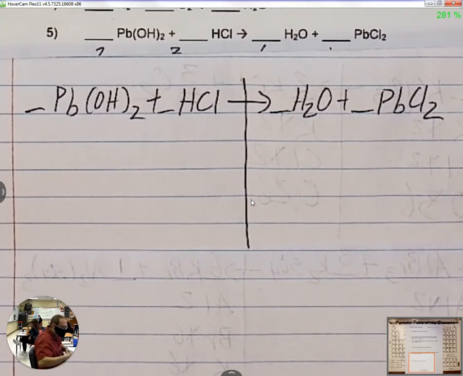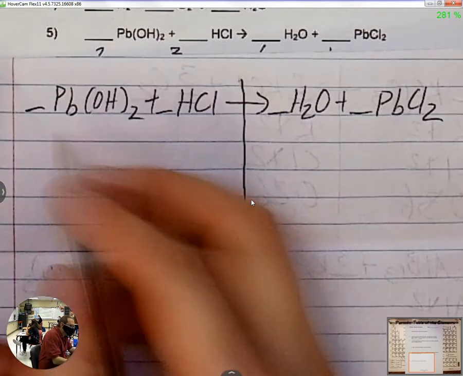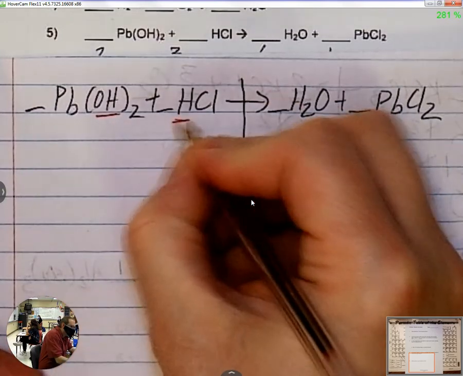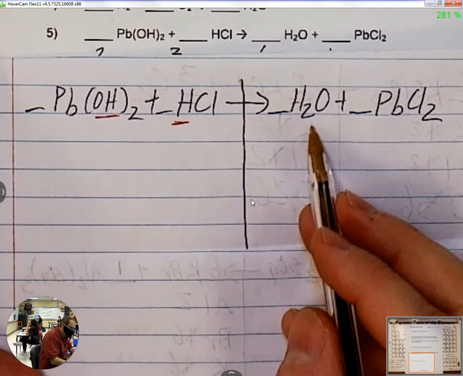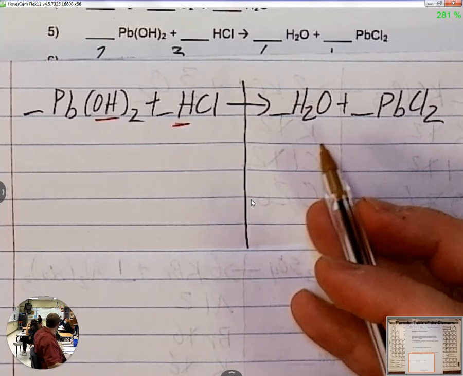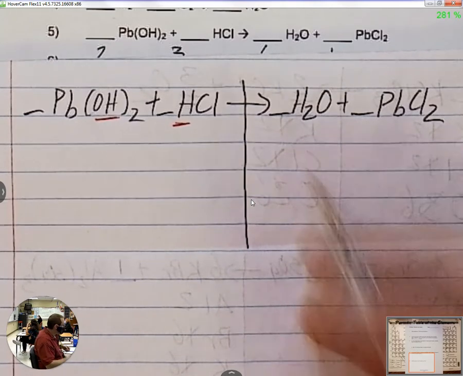Do you recall when we talked about sometimes if you got a reaction where one substance has OH and the other substance has H, they get together and they make water? That was that 6th kind of reaction. What is that? Acid-base reaction.